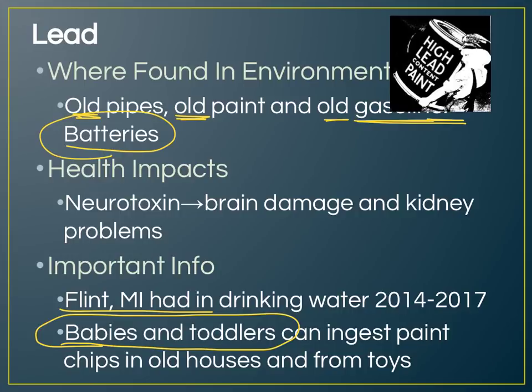So if you ever buy or live in an old house and you have little children around, you should get some of the paint chips tested. If you have paint chipping off from a doorway or in a window, you should get that tested. And you can send it away. You can just Google it. You can find labs that will test it for you.